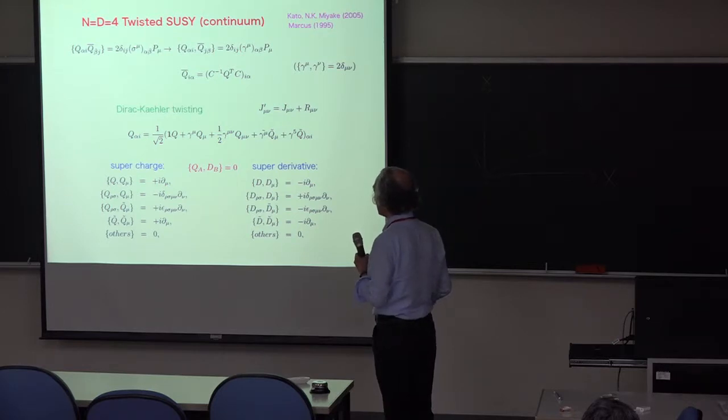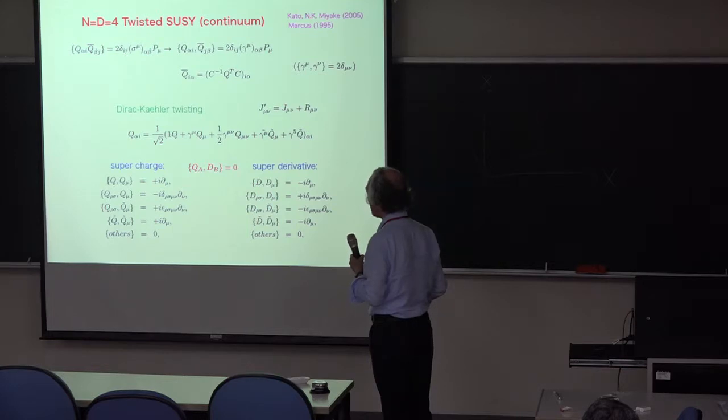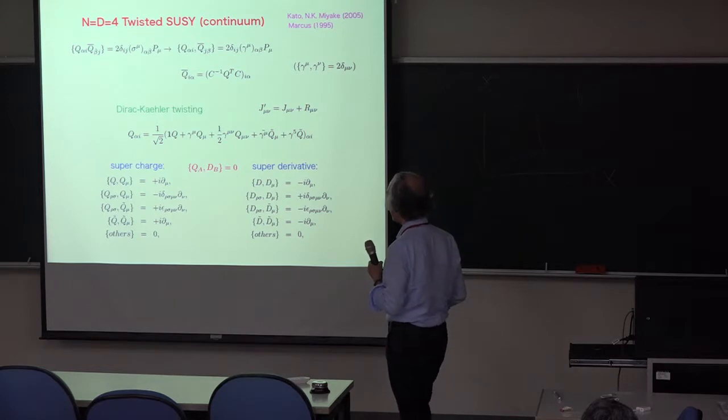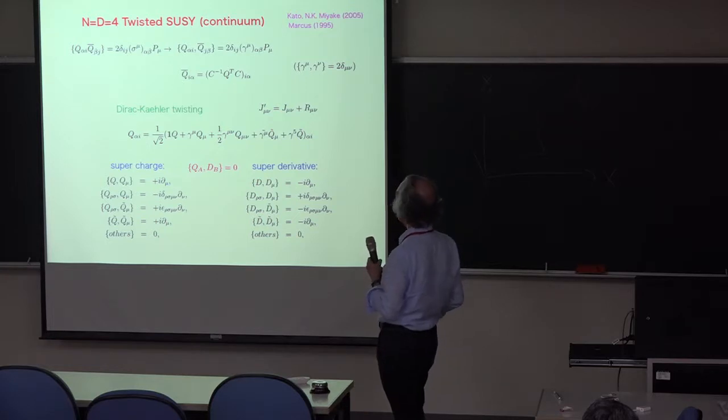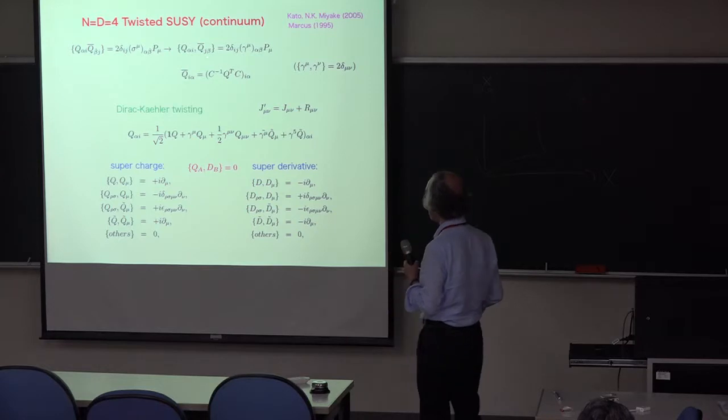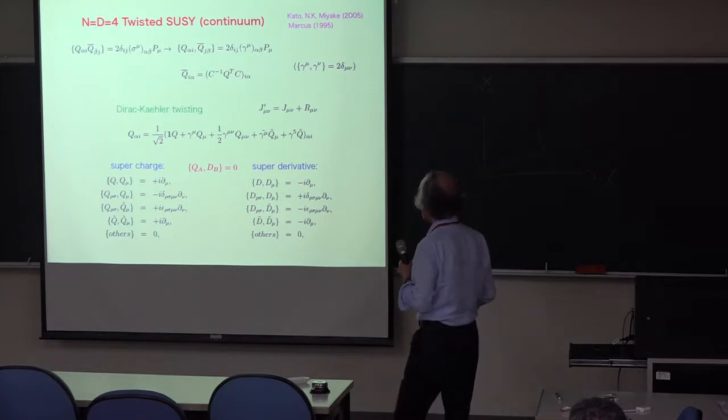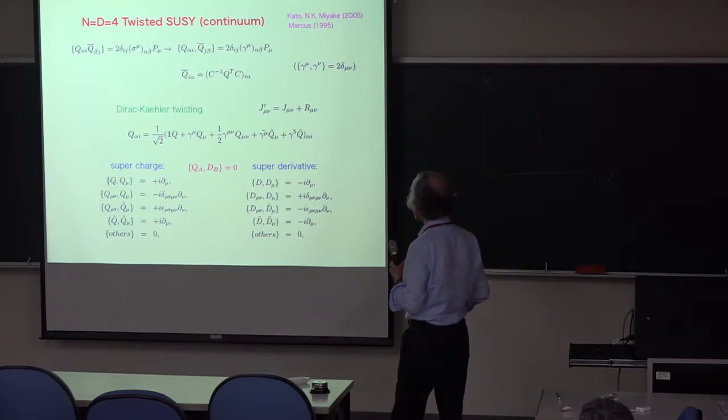Now, since I have doubled the degrees of freedom, making them twice bigger, I need a relation between Q bar and Q to truncate the increased degrees. So this is the story. It's similar to the two-dimensional case. If I just replace the gamma matrix here, Q bar is related to Q in this way.